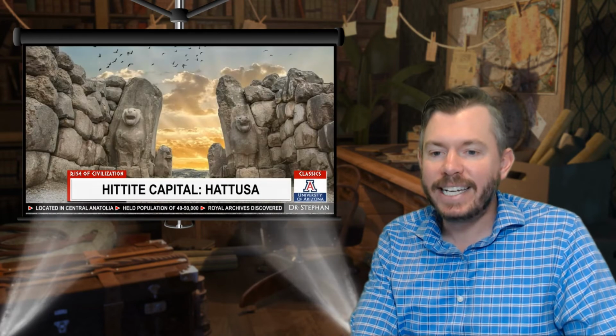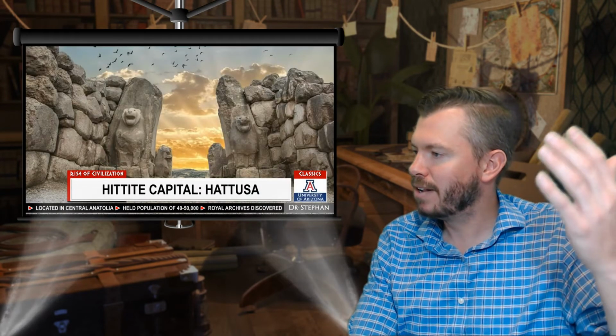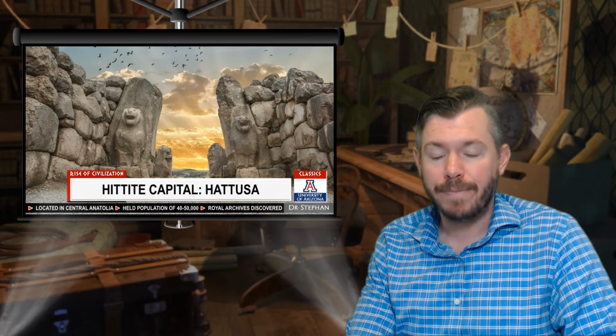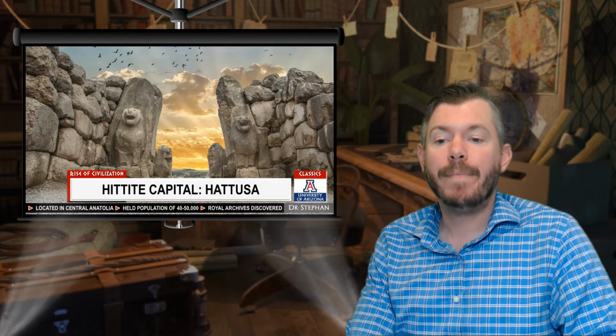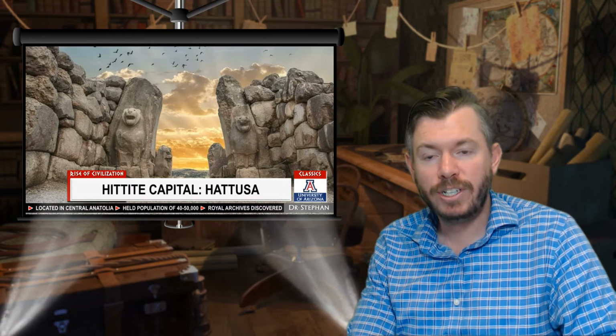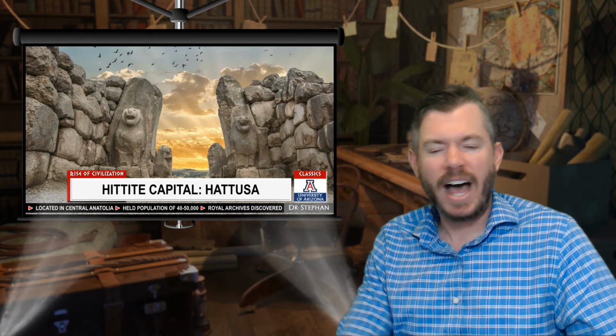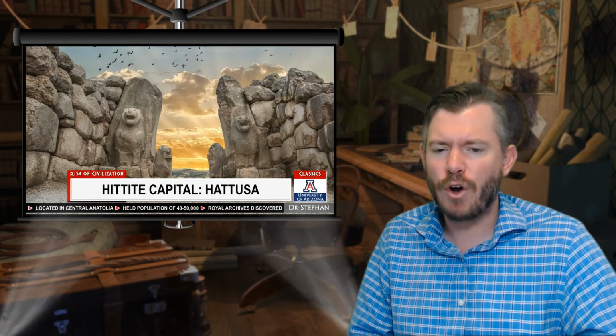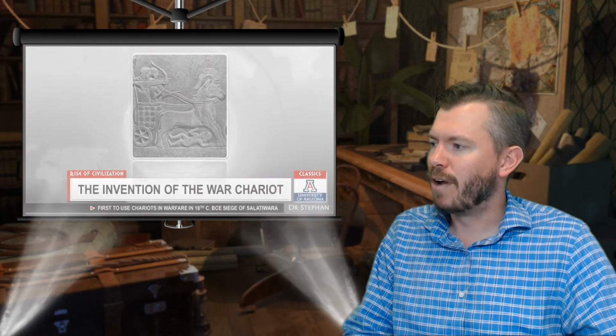And then eventually in the end, we get the Hittites out in, where did my slide go? I don't know where my slide went. We get the Hittites out in modern day Turkey. They are based at the site of Hattusa, which is in central Turkey. Again, it holds around 50,000 people, something like that. It's really cool because we have these archives left over from it.